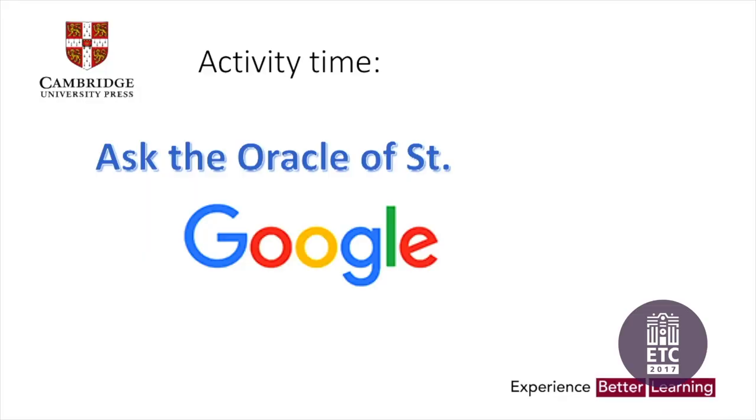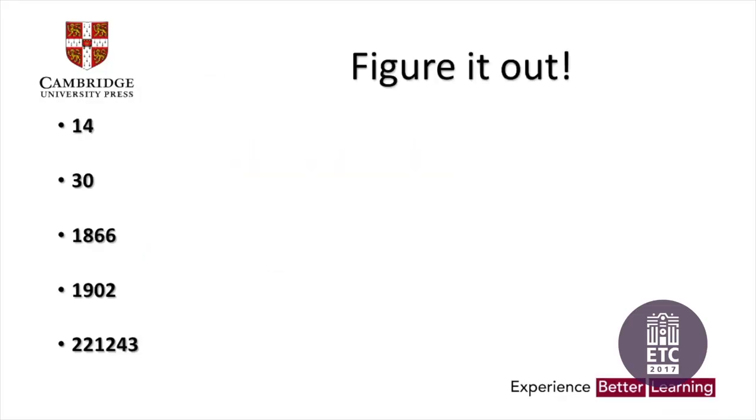Activity time. Before we look at the story, I can see you are experts with the selfie technology. So you are about to ask the Oracle of Saint Google and find the following. Next, show me this next slide. Figure it out. There are numbers, and all of them are connected to Beatrix Potter. Probably you can guess. But if you have a neighbor who has enough data on their cell phone, try to find out. Or imagine, what do these numbers, 14, 30, 1866, 1902, 221243? Find out. You have 2 minutes.